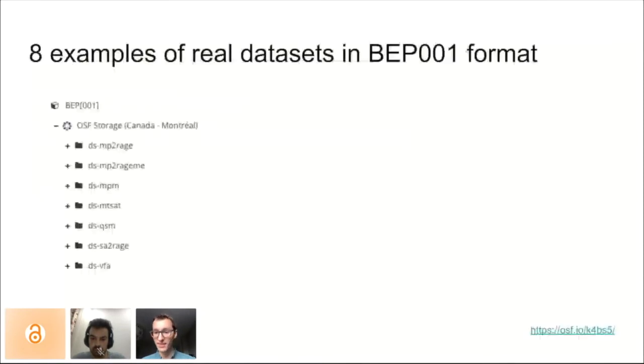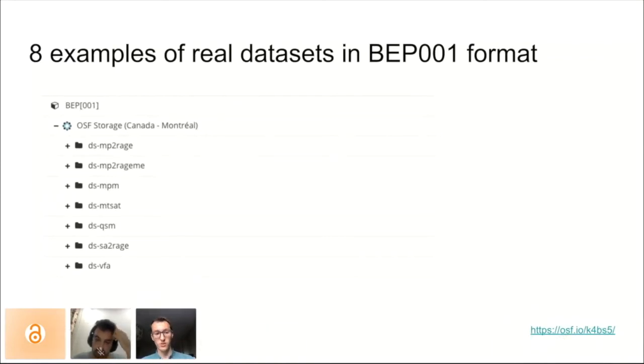We have 8 data sets in total so far that we've put in BIDS format online. They are on this website here, on OSF, and there's this link here that I can share in the chat later. And yeah, we have 8 data sets so far.